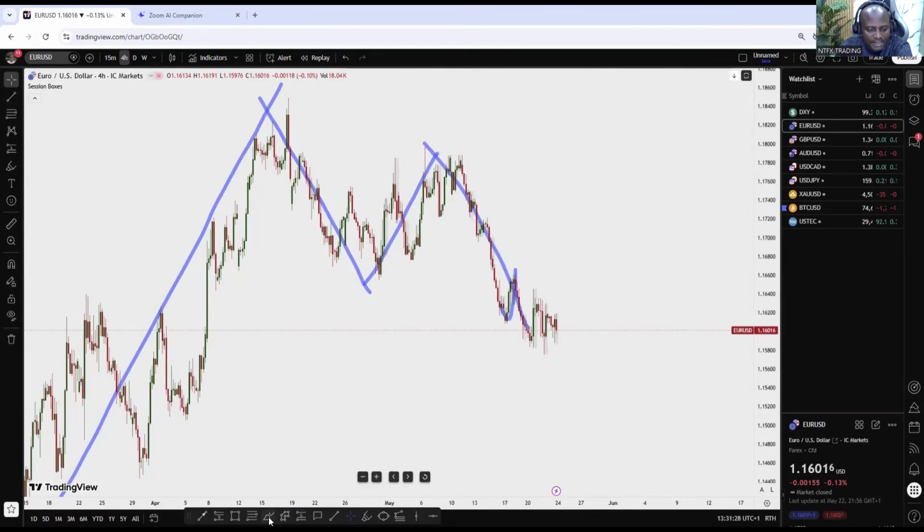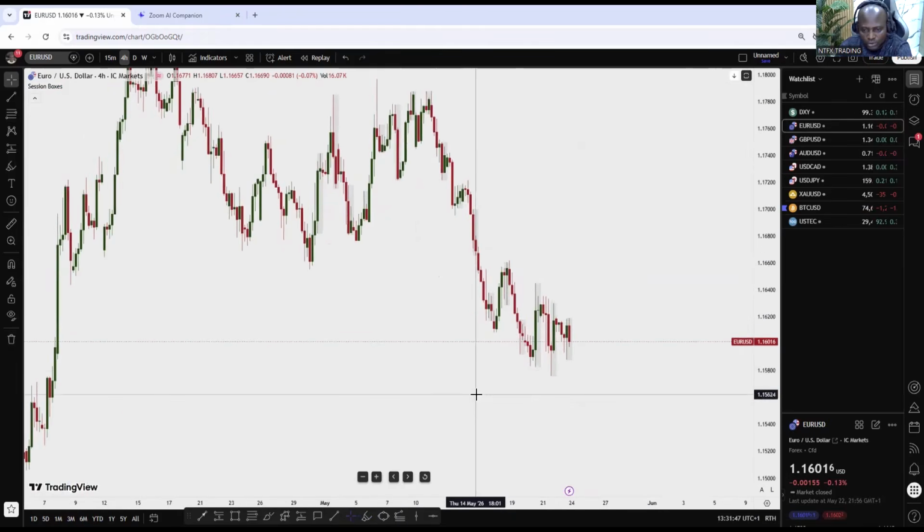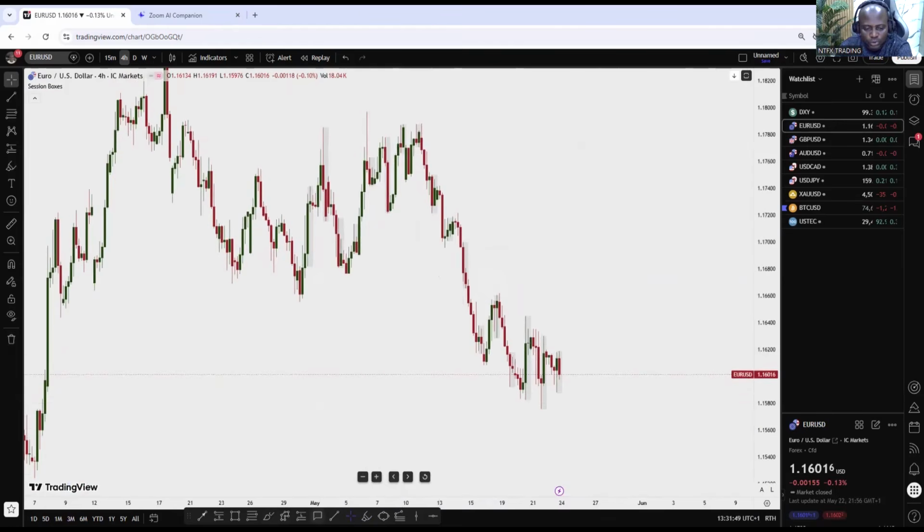You see that instead of making that corrective structure, it just made a pullback and dropped down. It took liquidity from here. But up till now, we cannot make any buy opportunity from the current structure of euro dollar, except it readjusts this present structure here.